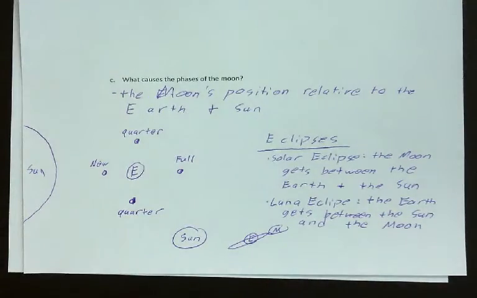What about a supermoon? A supermoon is when the moon is closer, because the moon is not always the same distance away either. It's a more elliptical orbit, and sometimes it's in closer areas than others.